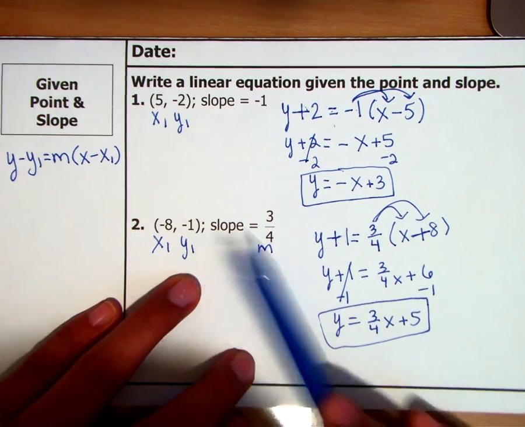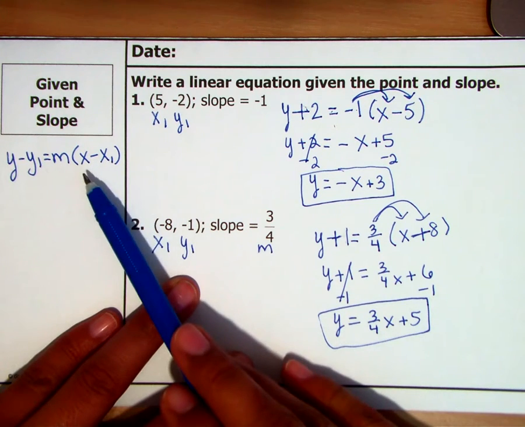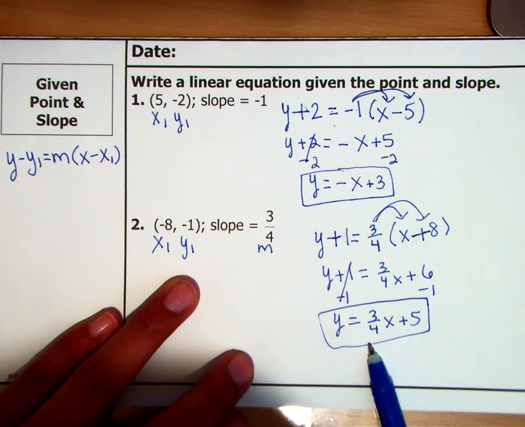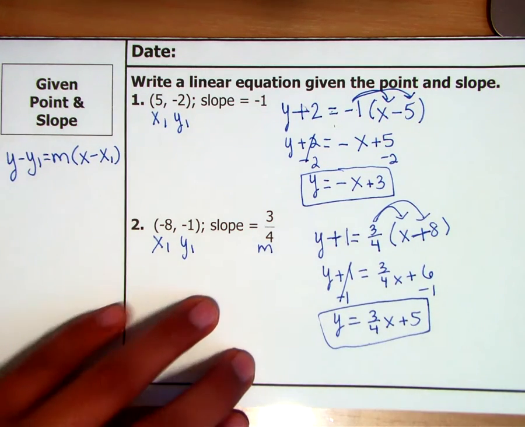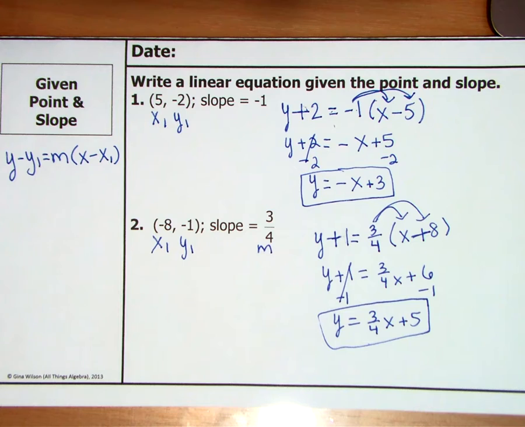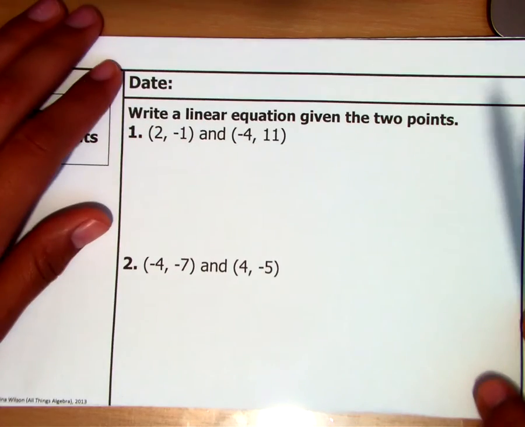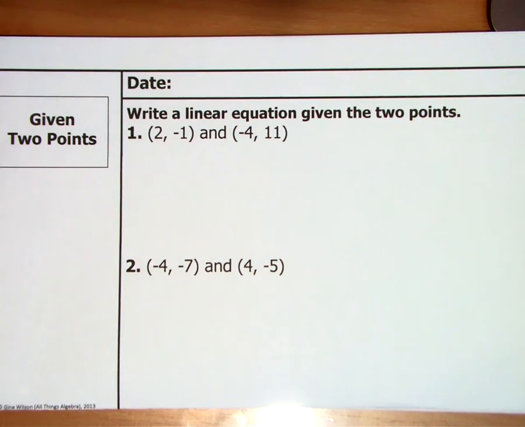So if you have a point and a slope, use this formula. And this is the equation of the line that has the slope 3 over 4. And it also passes through this point. Now, what if you have 2 points? Okay, let's say you have 2 points.